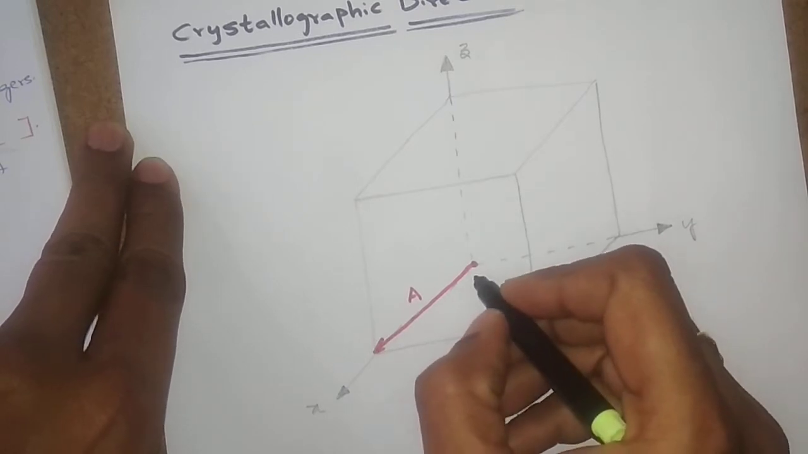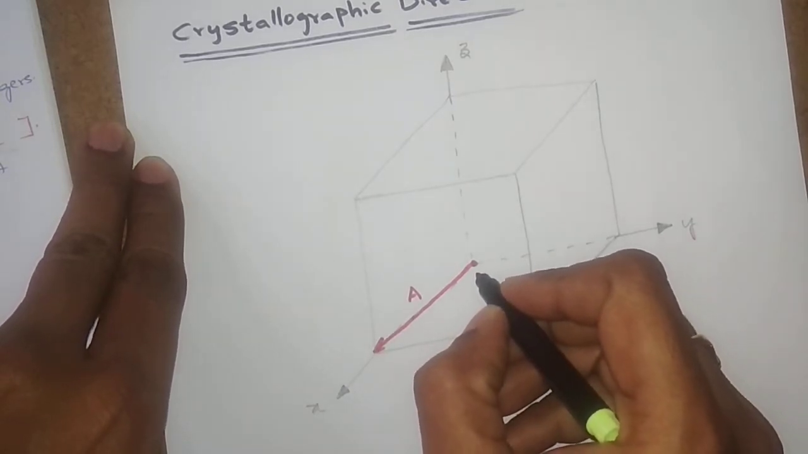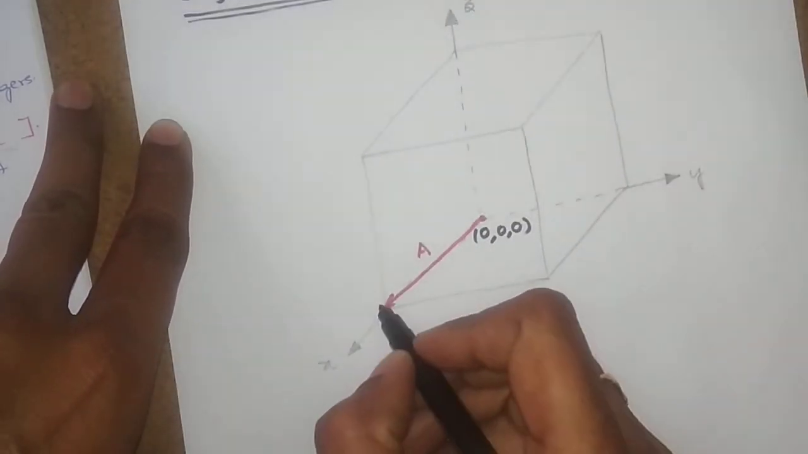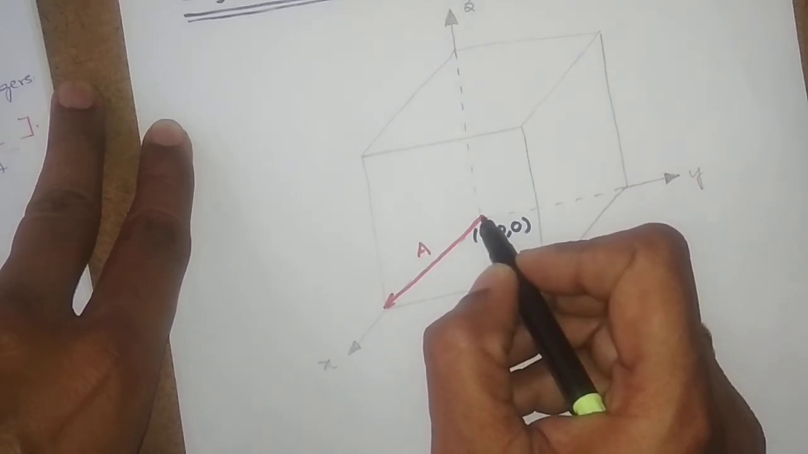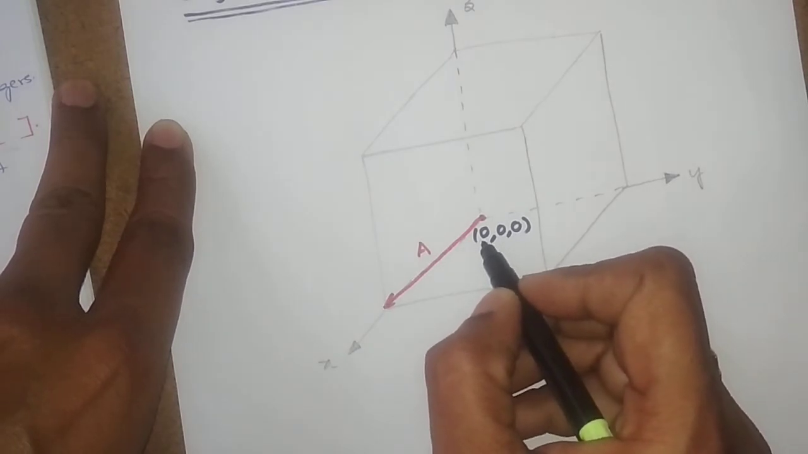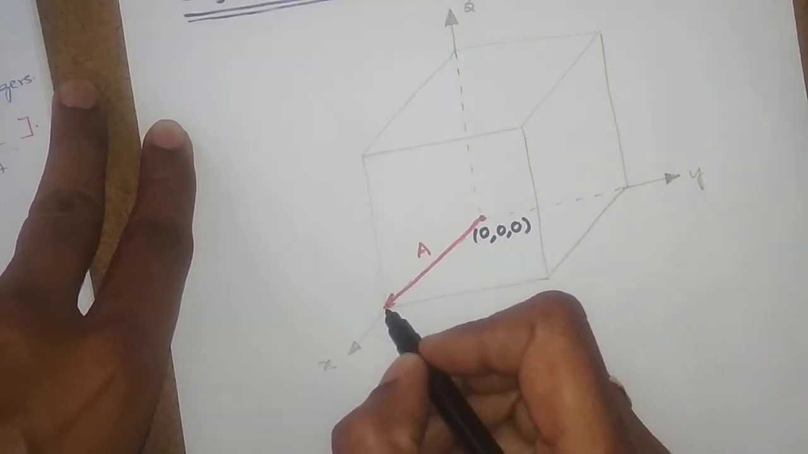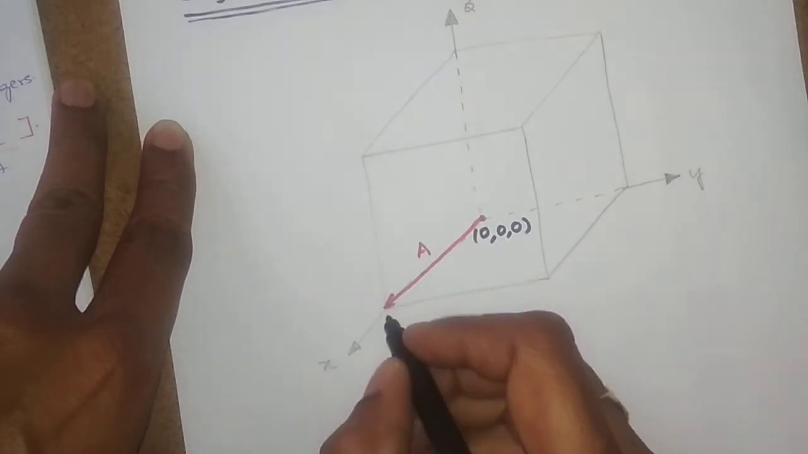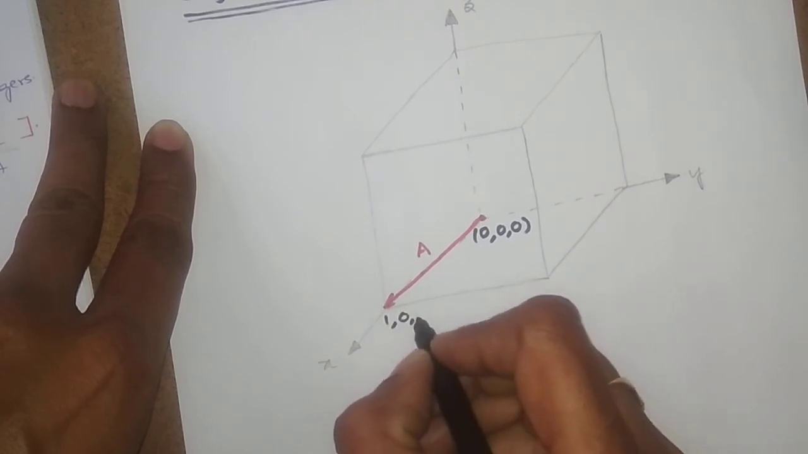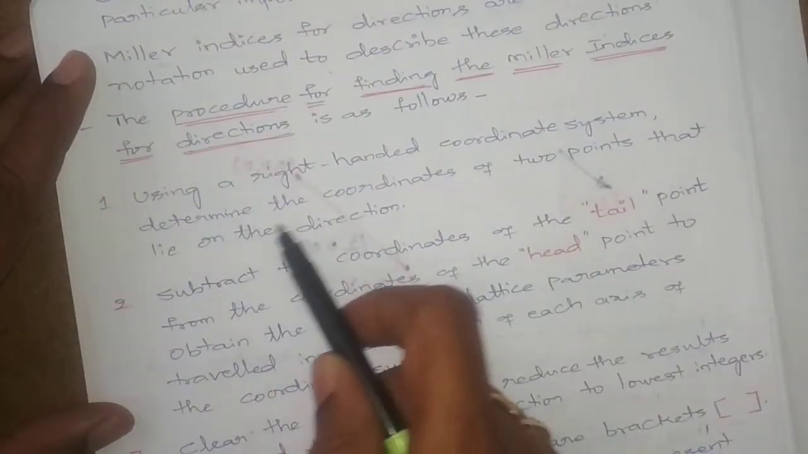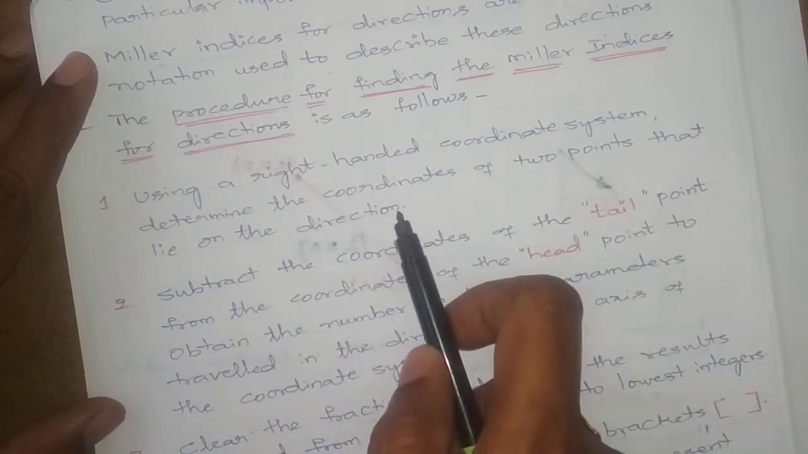Let me identify the coordinates. The coordinates of this point, this is the origin, 0, 0, 0. This is the tail of the line, and this is the head of the line. So the coordinates are 0, 0, 0, and the coordinates of this: you can see this is in the x direction, so you have to move 1 unit in the x direction. So the coordinates of this will be 1, 0, 0. So the first step is completed: determine the coordinates of 2 points that lie on the direction.